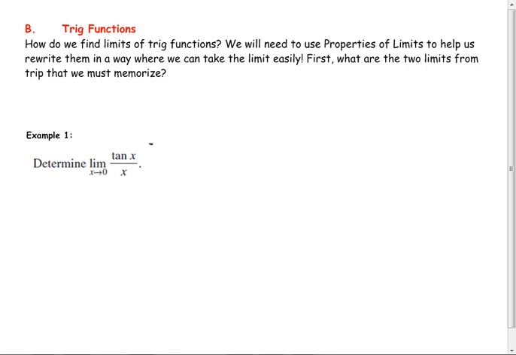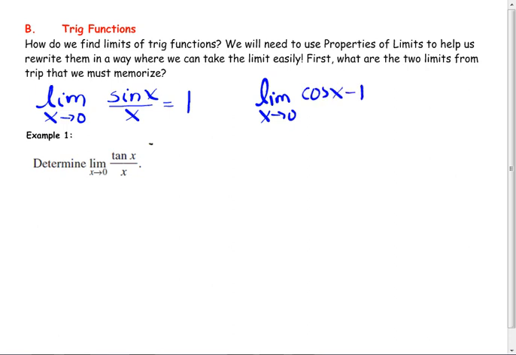Now what about these trig functions? Which are the ones we have to know? We have to know that the limit as x goes to 0 of the sine of x over x is 1. That's one we have to know, memorize it. You can't prove it easily, it's done with geometry. And then the other one is the limit as x goes to 0 of the cosine of x minus 1 over x is equal to 0. You can also write it as 1 minus the cosine of x over x.